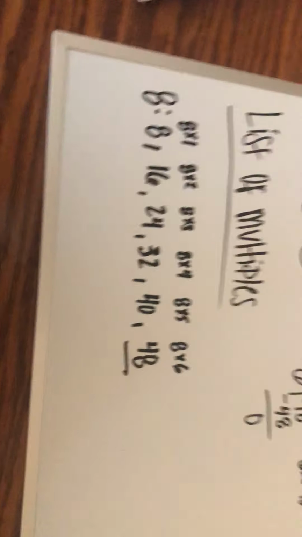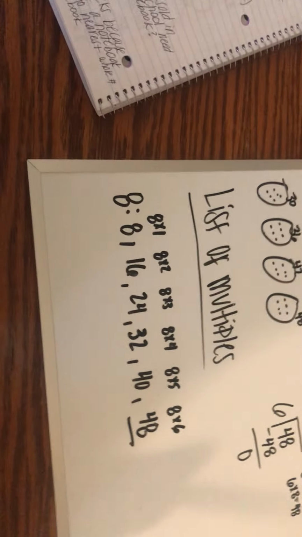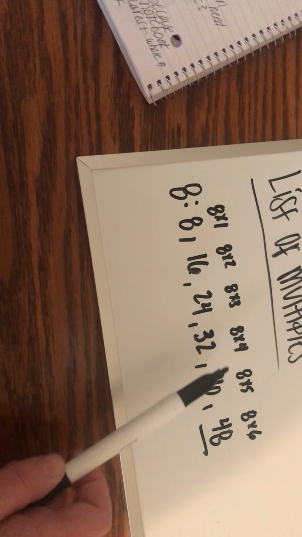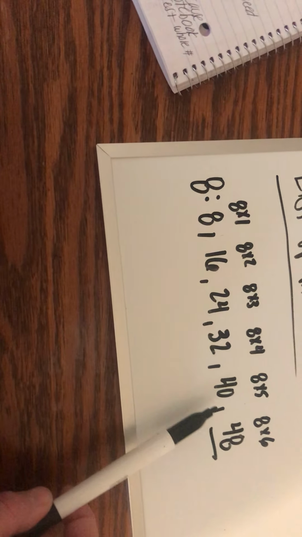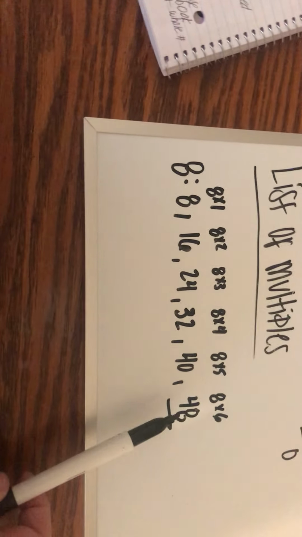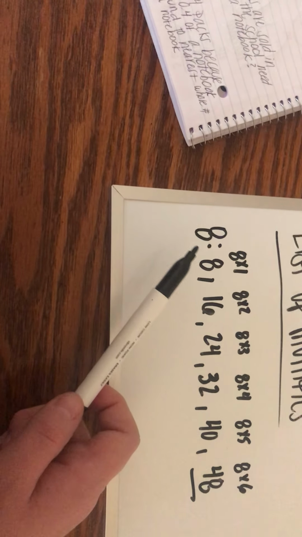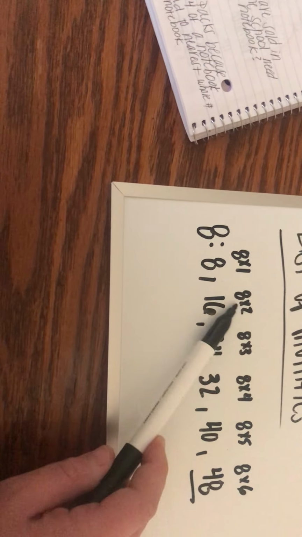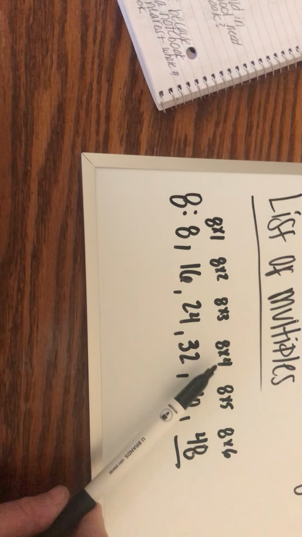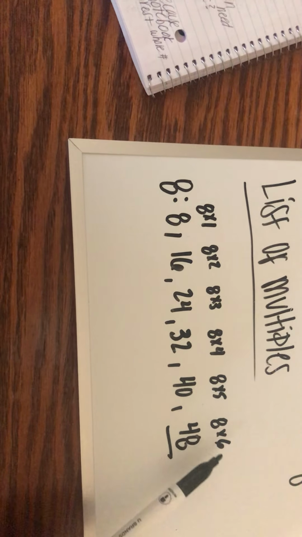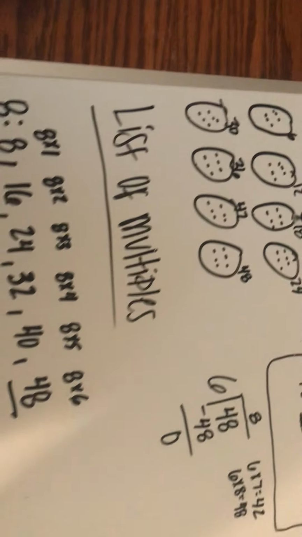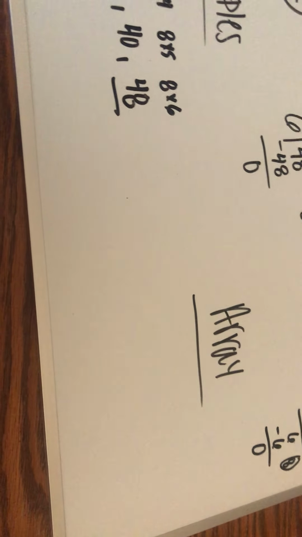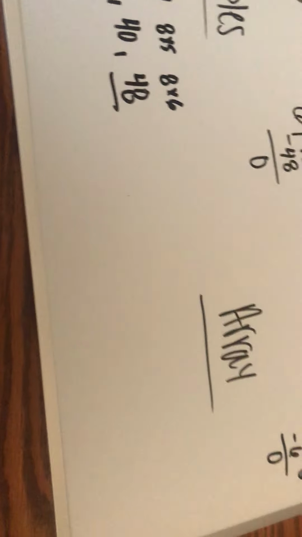Okay, so those are the multiples. So the multiples of 8 are 8, 16, 24, 32, 40, and 48. And how I got that, I just took 8 and multiplied numbers 1 to 6. So 8 times 1, 8 times 2, 8 times 3, 8 times 4, 8 times 5, and 8 times 6. That is what a multiple is. It's just taking your number and multiplying it by other numbers.